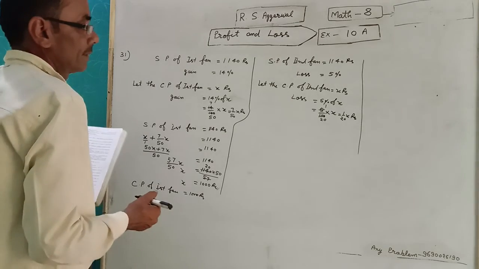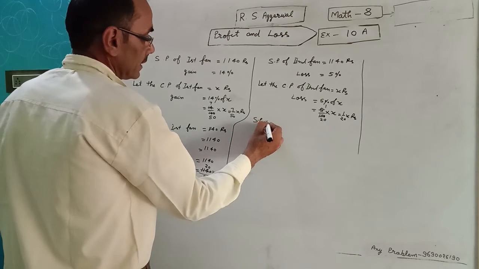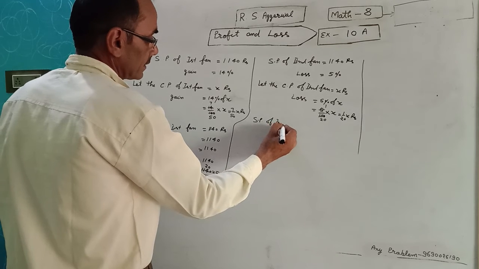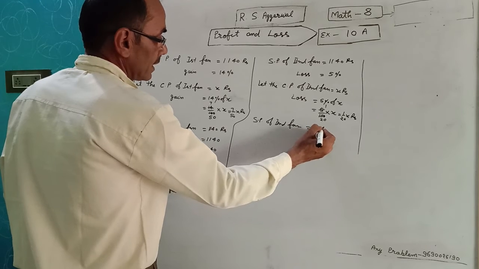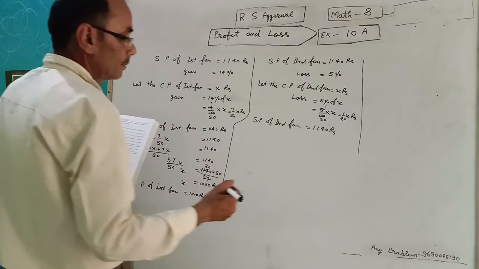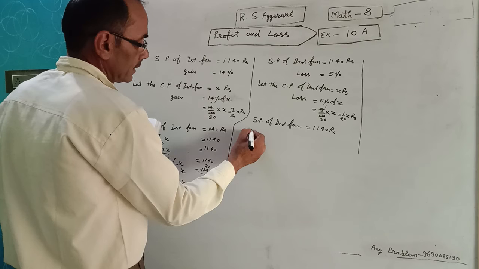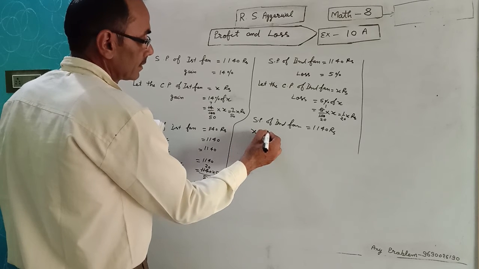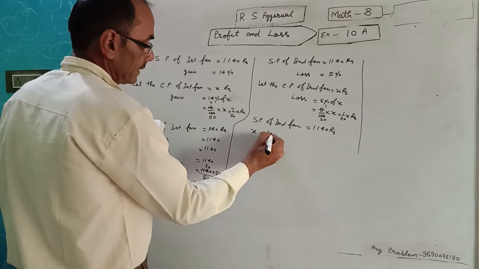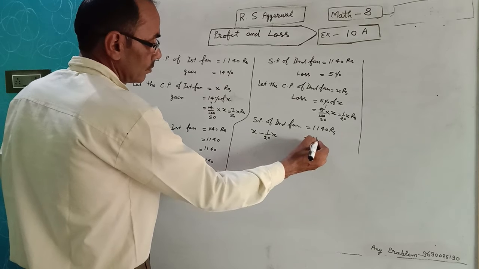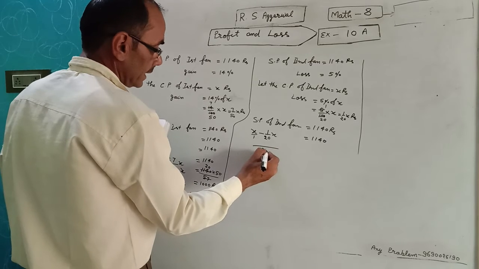Get the selling of the second fan. SP is given. SP of second fan is equal to 1140 rupees. SP for loss is CP minus loss. 1 upon 20x is equal to 1140 rupees. Write X upon 1, take the LCM.